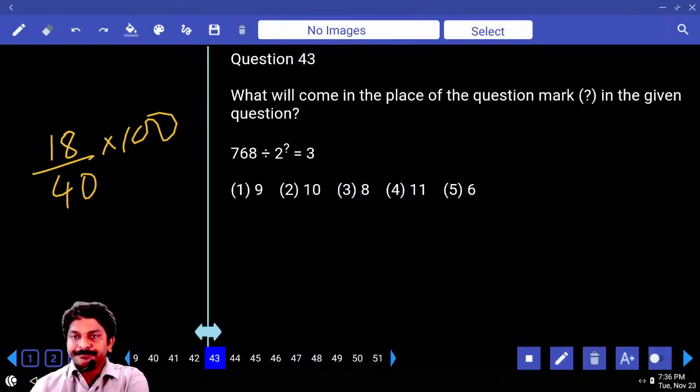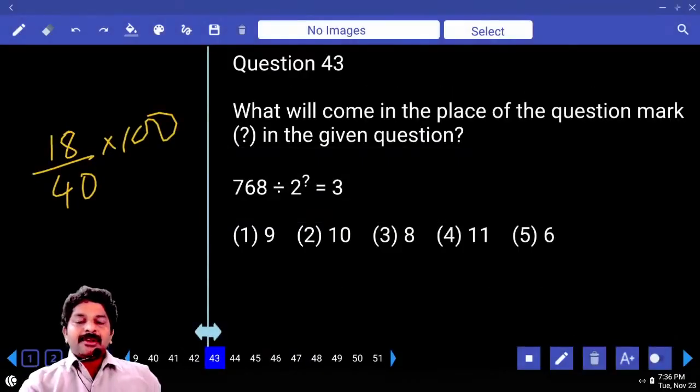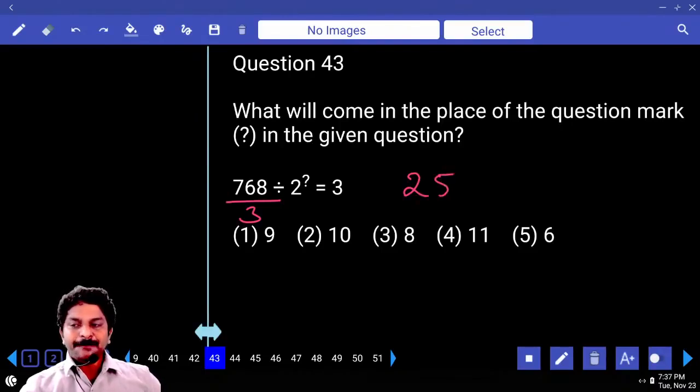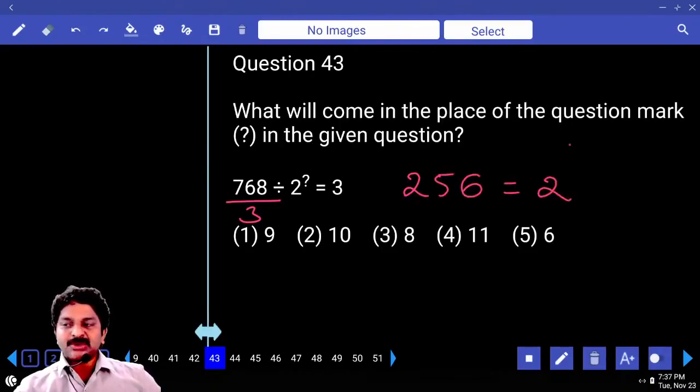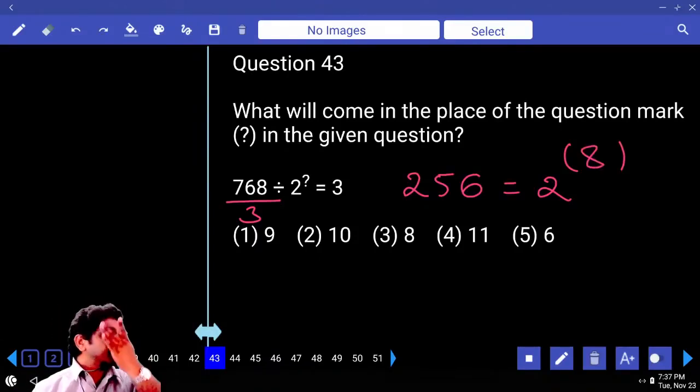Divided by 2 power x goes to the other side and 3 comes to the left hand side. That becomes 256. And this must be written as 2 to the power of some number. What is 2 power 10? Half of that is 512, that is 2 power 9. Again half of 512, that is 2 to the power of 8. Clear?